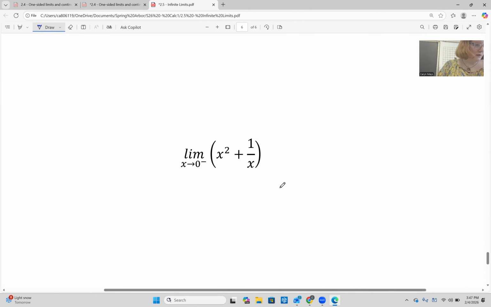At least one more here. The limit as x goes to 0 from which side? Left. Those are going to be what type of values? Smaller. On a number line, the values on the left of 0 are smaller than 0. What are those numbers? They're the negatives. So we're looking at plugging in something close to 0 but negative.